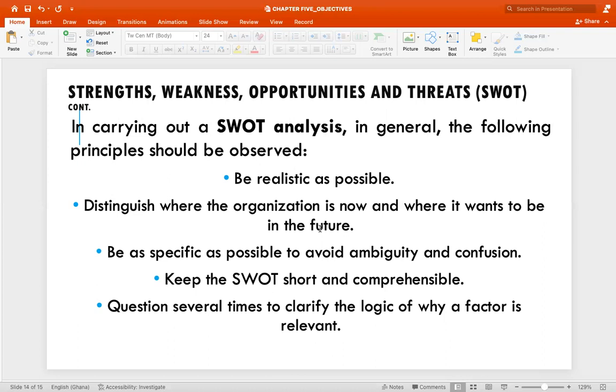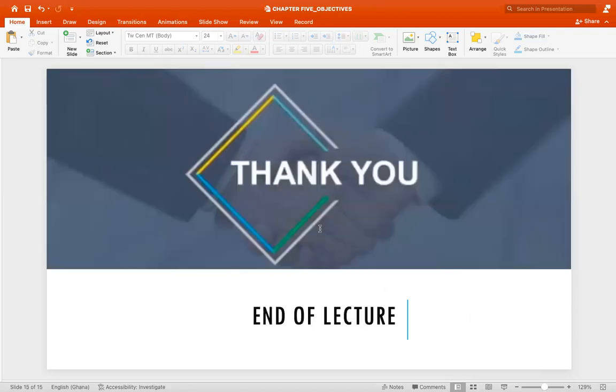In strategy, there could be so many variables. I think we've said it. The important thing is to keep to the key ones or the relevant ones. Otherwise, you spend your time doing so many things that may not be very important. So stick to your key strengths, things you consider to be key weaknesses, key opportunities, and things that you consider to be key threats to your organization.